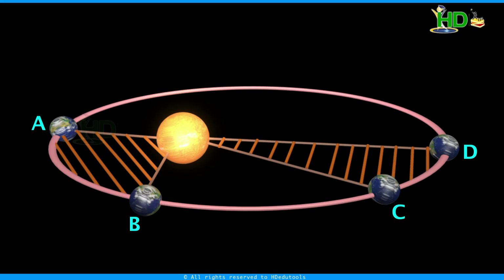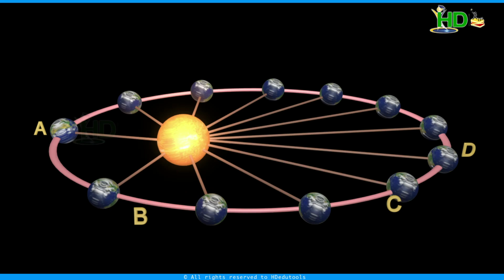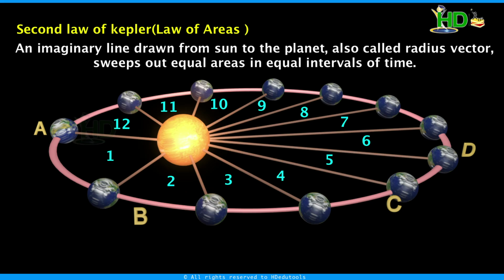The line joining Sun and planet sweeps some area at this position. If you compare, these two areas are equal. This is Kepler's second law. Suppose I consider 12 equal intervals of a year, that is 12 months, the area swept during these 12 months is equal. That is, Kepler's second law: the imaginary line drawn from the Sun to the planet, that is the radius vector, sweeps equal areas in equal intervals of time. This law is also called the law of areas.